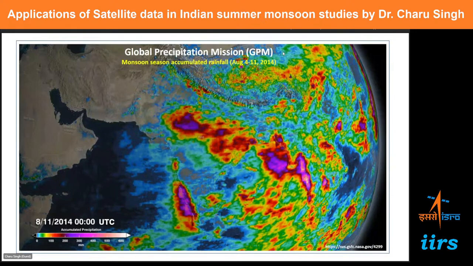So approximately at every 10 kilometer by 10 kilometer square grid, we have the data sets available over this region. And this data is available globally.